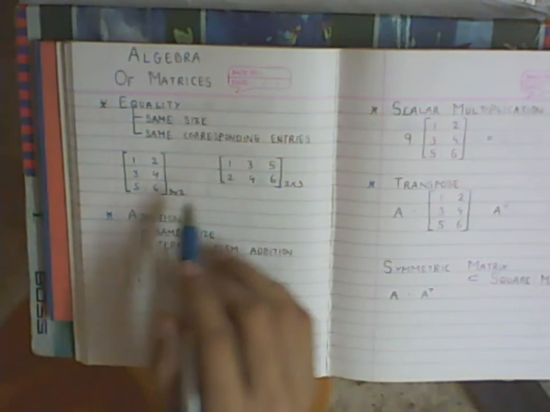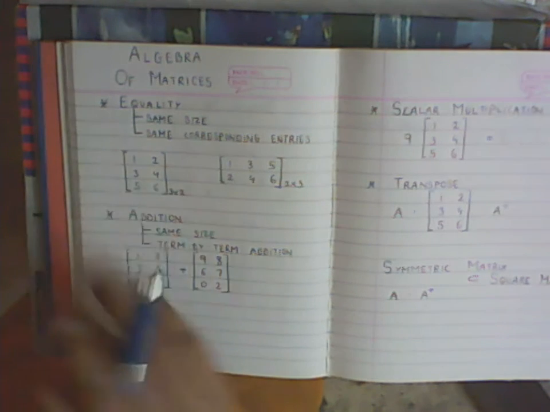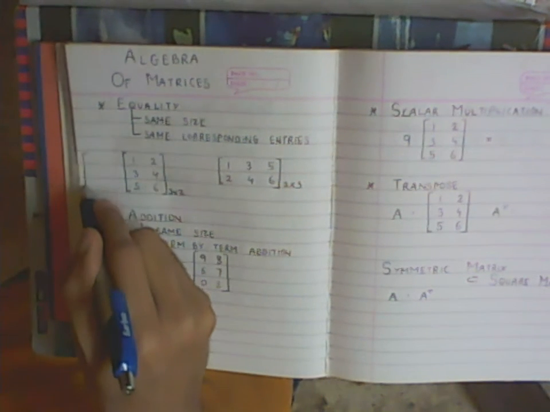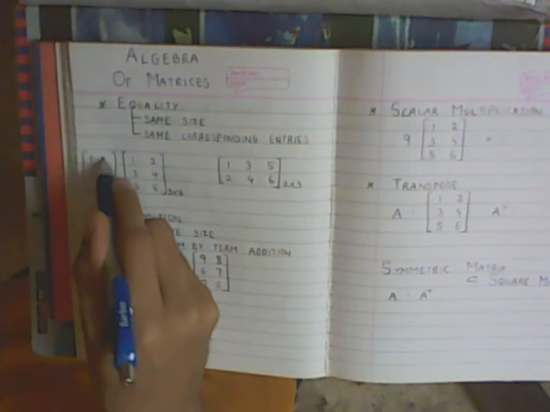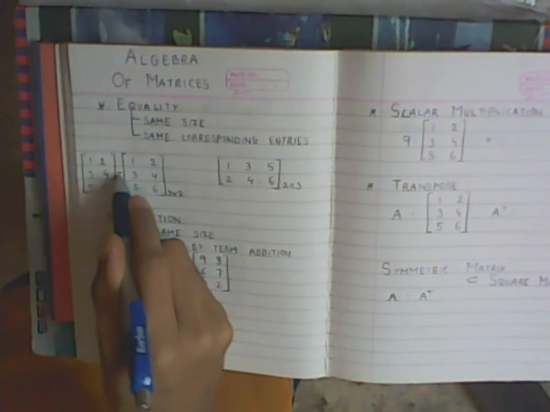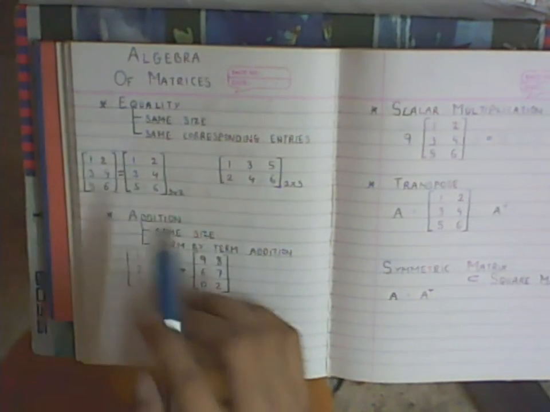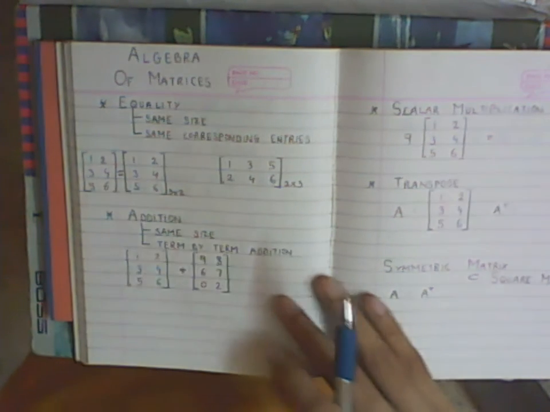So if I were to have a matrix equal to this matrix, I would have to have an exact copy of this matrix. If I have a same dimension matrix, a 3 by 2 matrix with the same entries 1 2 3 4 5 6, then I can say that these two matrices are equal.